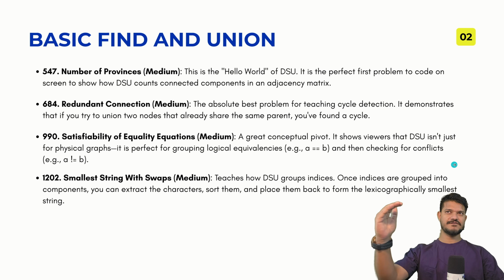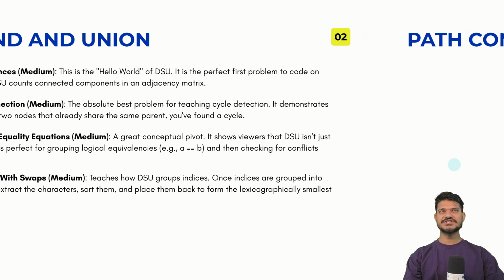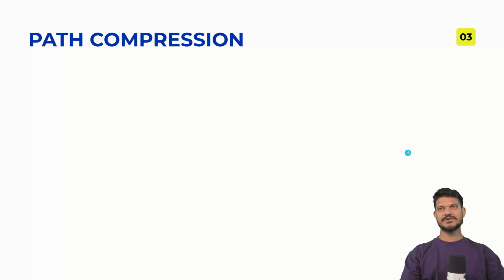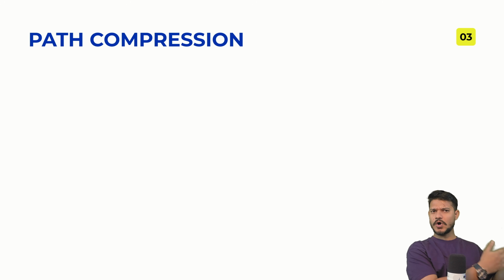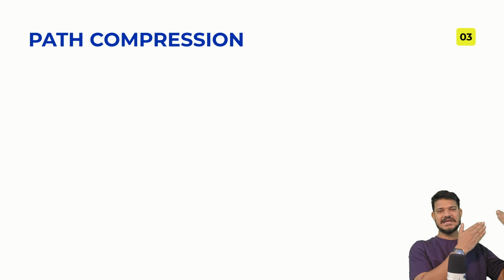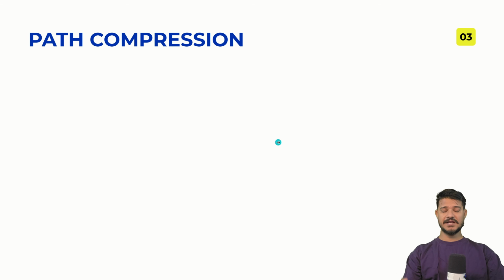Okay, now that we have covered practice problems for basic implementation, let's take a look at the problems that you can solve using path compression. Now, the problems that you can solve using path compression are the same problems that you can also solve using path compression and union by rank. But I'll still provide practice problems for both of those separately.